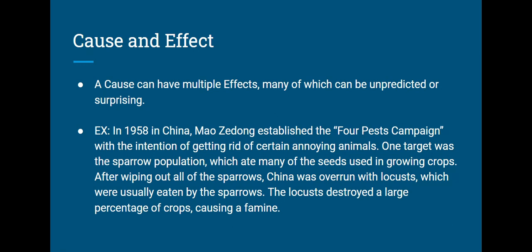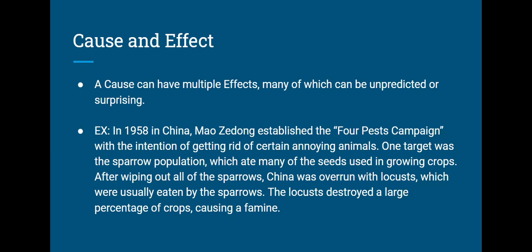A cause can have multiple effects, which is something that you always want to think about too. A lot of these effects can be unpredictable or unpredicted and can be very surprising. A great example, a real life example here, is in 1958 China, the president at the time, Mao Zedong, established what he called the Four Pests campaign. And it was basically just a campaign to get rid of certain animals that were causing issues within China.